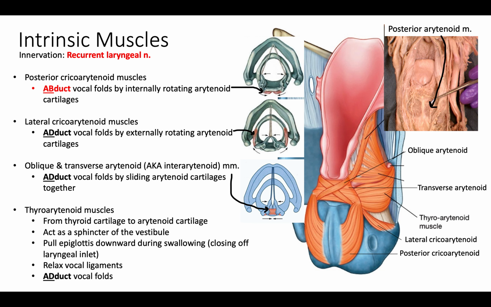So if we do not have that one muscle working, we're going to have a hard time breathing and a hard time opening our vocal cords and not be able to talk or anything. So that muscle is the posterior cricoarytenoid. So make sure that you know that is the only muscle that abducts our vocal folds.